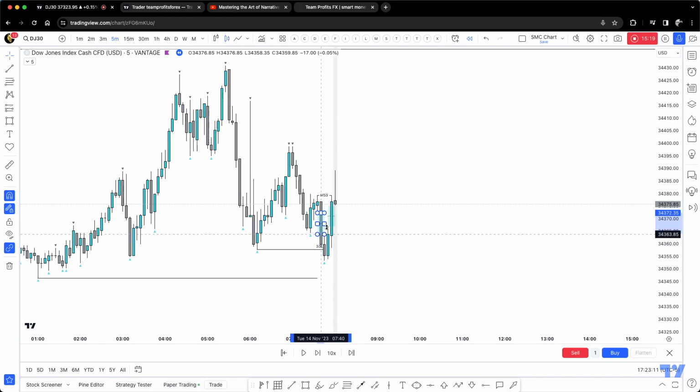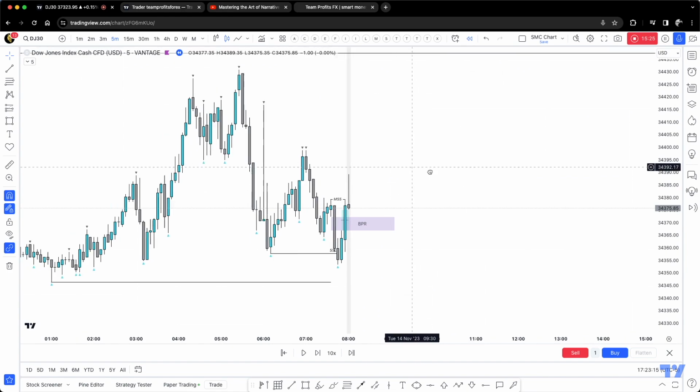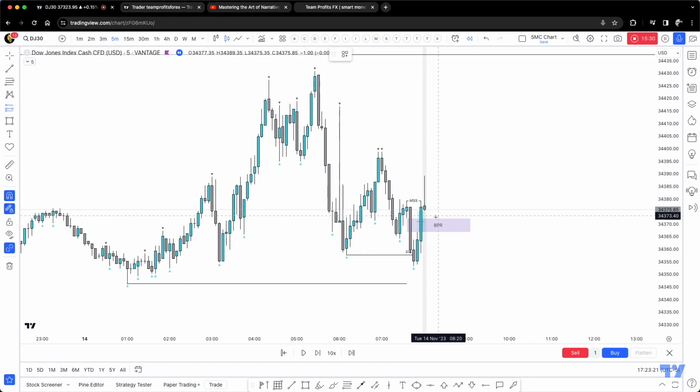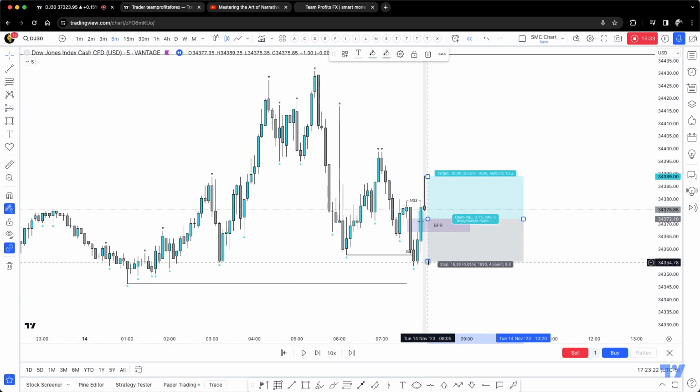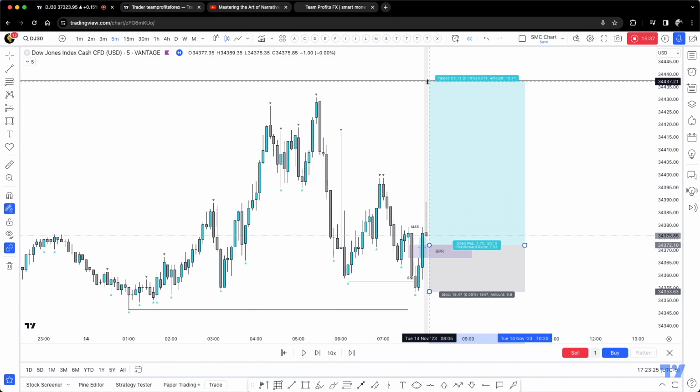So if you put it this way, this is the BPR. This is balance price range, known by ICT. You could be looking for a buy already right here. We are in New York session, placing a stop loss below this low and targeting where? Our daily high.